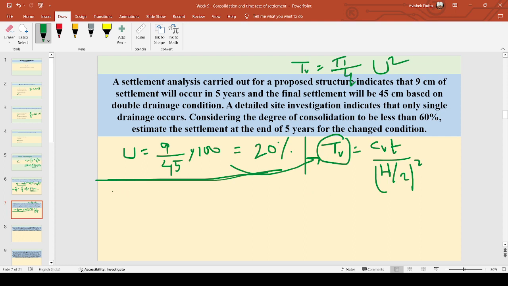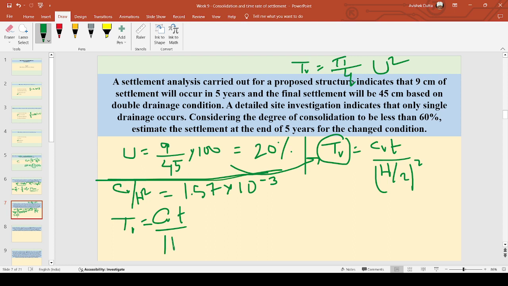In this question, the thickness of the soil is not given. So I'll write Cv by H square, with time given as 5 years, which will give us a value of around 1.57 into 10 to the power minus 3. First understand this concept, you can solve it later. So this is the value of Cv by H square. Now details and investigation have indicated single drainage, so for single drainage, Tv equals Cv t by d square, and d is equal to H.